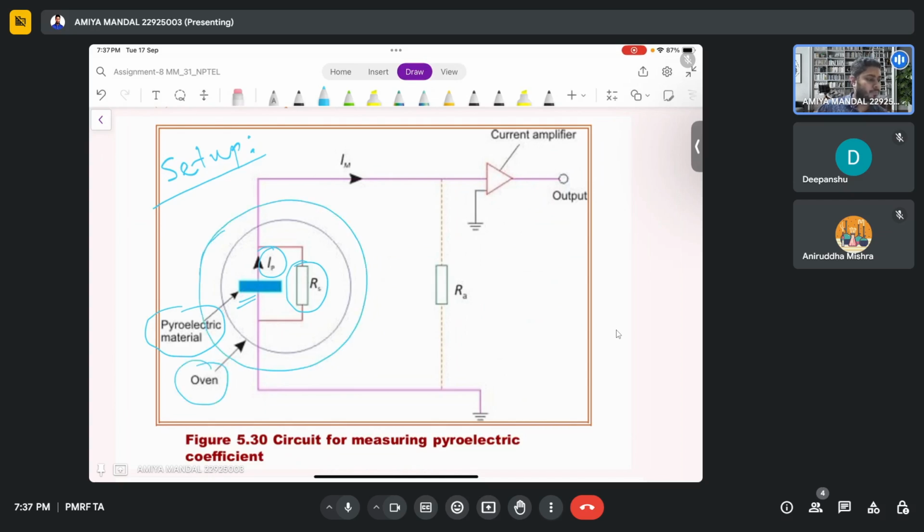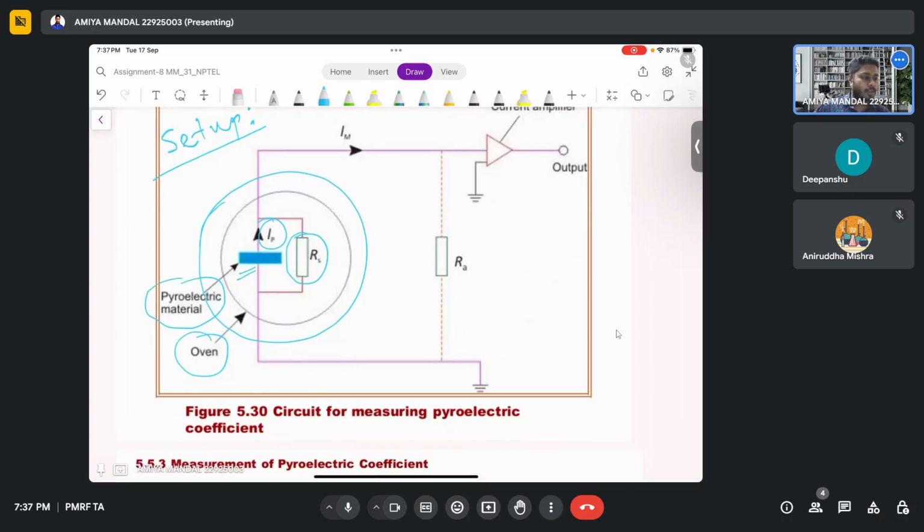within an oven. After heating, it mainly measures the change of charge versus the change of temperature after the application of temperature. This dQ by dT is the pyroelectric coefficient. With this temperature change, some charges are generated. These charges form a current. So with the measurement of the current and the measurement of delta T, you can find the pyroelectric coefficient.